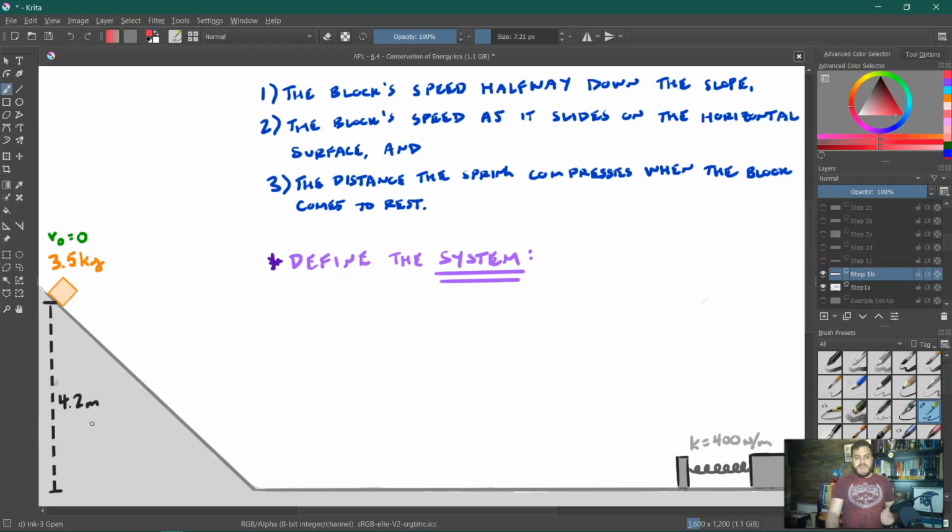We see that we're going to have some gravitational potential energy because it's at a height, so we definitely need to include the Earth. And we have this spring here, so we need to definitely include that as well. Well, what about our slope? Do we need to include that?